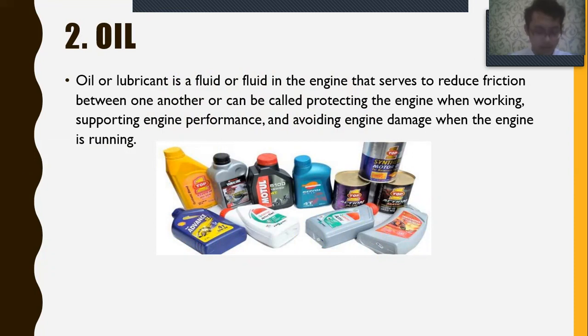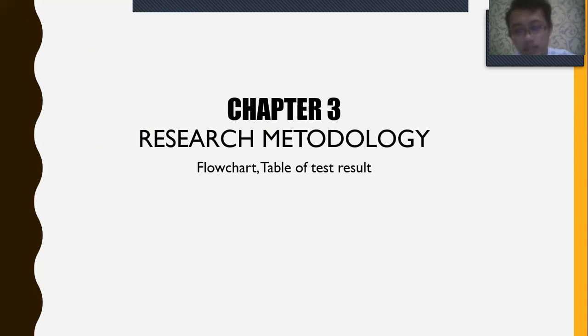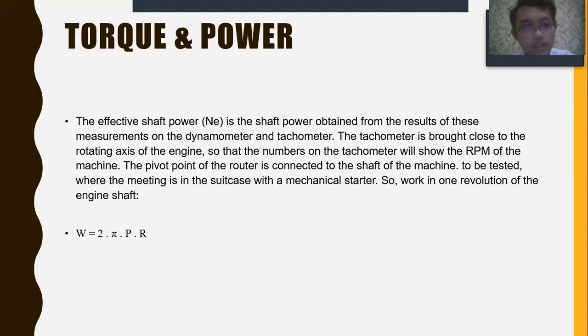And the second is semi-synthetic oil. Semi-synthetic oil is a mix of chemical material and petroleum oil. And the third is full synthetic oil. Full synthetic oil is made from full chemical material without petroleum oil mixed in. Okay, next slide. Next slide is chapter 3, research methodology.